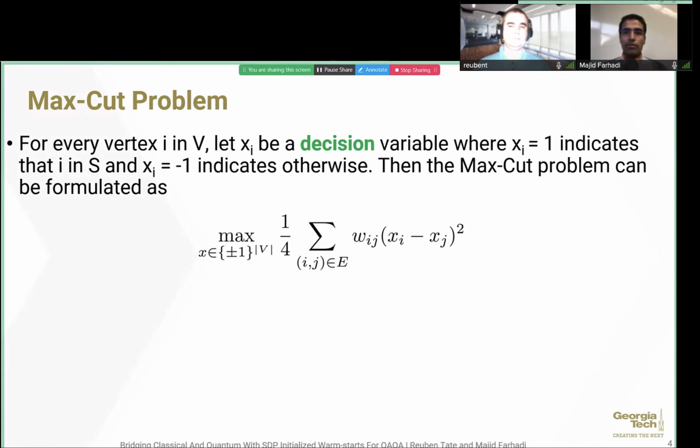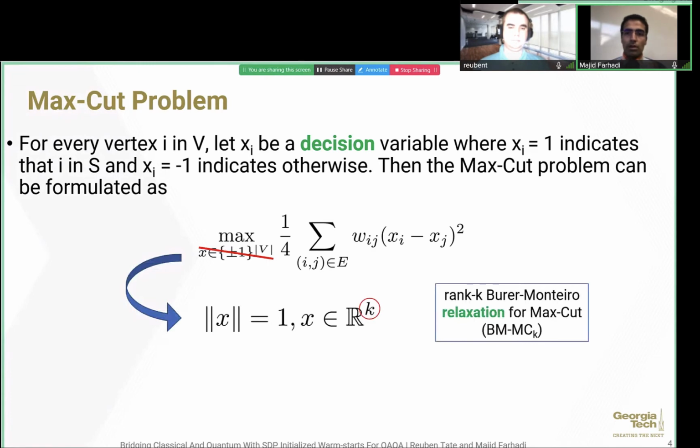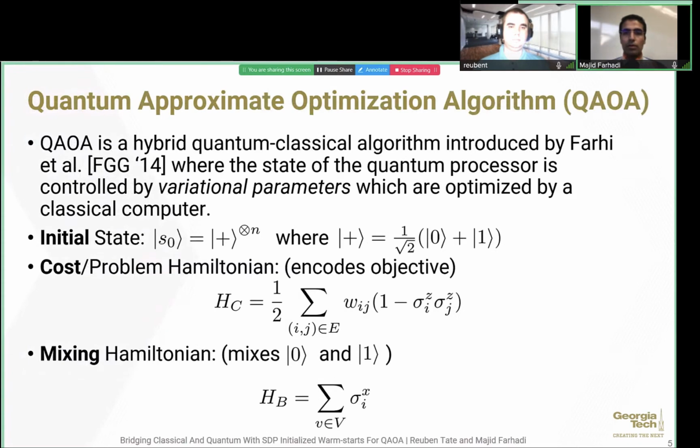The classical solution we propose for the warm start of QAOA is a low-rank semidefinite programming relaxation. This state-of-the-art classical relaxation of the problem maps vertices to not scalars, but vectors from a k-dimensional Euclidean space, while imposing unit distance constraints from the origin for vertices, as does the original +1, -1 assignment. We utilize this method in particular for rank 2 and rank 3, where the vertices are assigned vectors from the unit circle or Euclidean sphere. Now let's move to the quantum space.